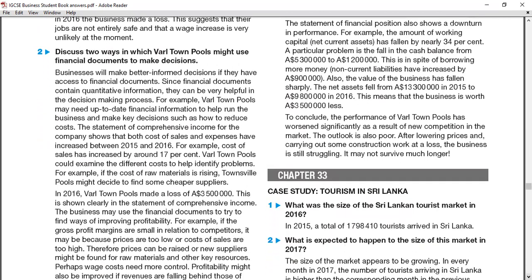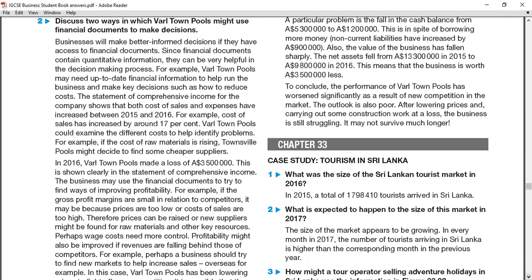Okay. Question number 2 asks: discuss 2 ways in which Varl Town Pools might use the financial document to make decisions. Okay, this one I'll invite TJ. Can you read the answer? Question number 2. Businesses will make better informed decisions if they have access to financial documents. Since financial documents contain quantitative information, they can be very helpful in the decision-making process. For example, Varl Town Pools may need up-to-date financial information to help run the business and make key decisions such as how to reduce costs.